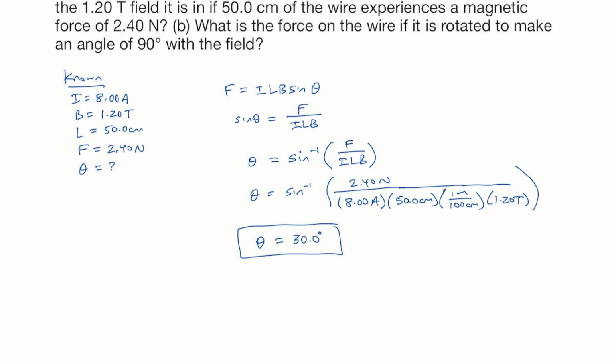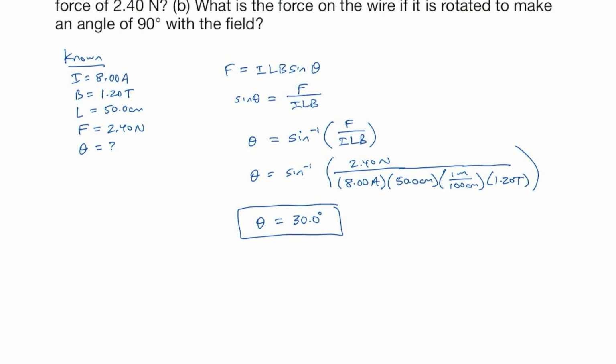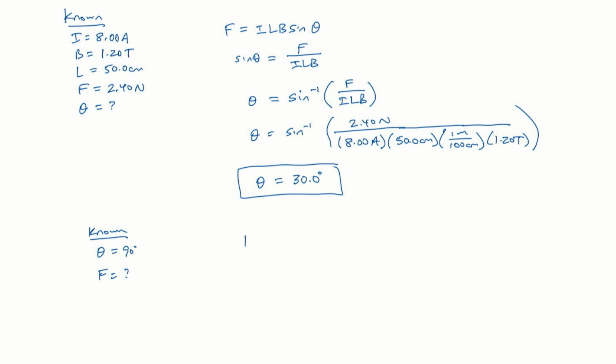Now part B, we need to find the force on the wire if the wire is rotated to make an angle of 90 degrees with the field. So we can just add on to the list. Now theta is 90 degrees. What is F? Well, F is ILB sine theta. So we'll go straight for the numbers.